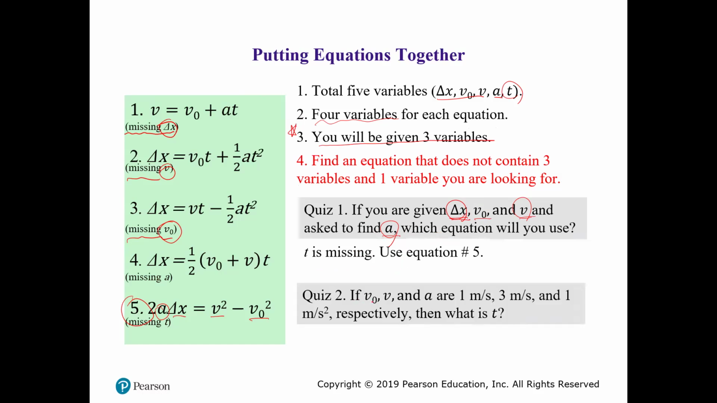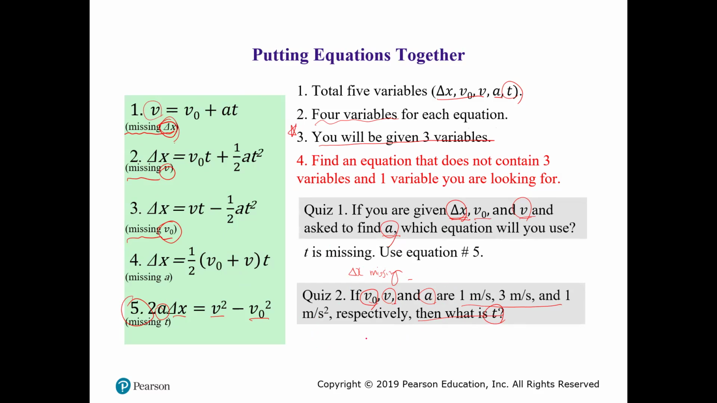And then another example: now here we have v0, v, and a known, respectively 1, 3, 1. And then what is t? So you are looking for t. So which parameter is irrelevant? For this case, delta x is missing. So you've got to use equation number 1, right? Equation number 1 doesn't have x, while you know v0, v, a. So now you simply use equation number 1.